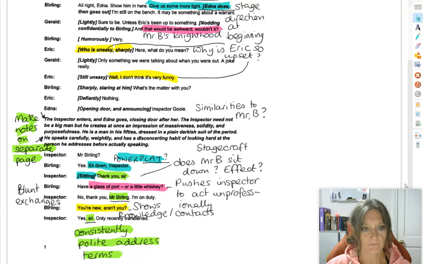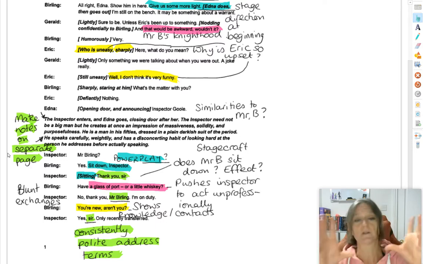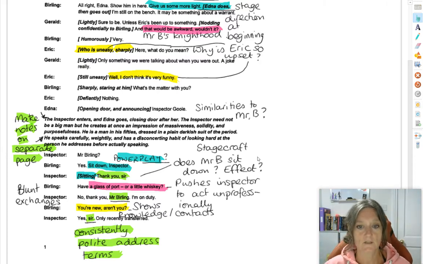Going down a little bit further, I've put here: the Inspector enters, Edna goes, closing the door. The Inspector need not be a big man, but he creates at once an impression of massiveness, solidity and purposefulness. A man in his fifties, dressed in a plain darkish suit of the period. He speaks carefully, weightily, and has a disconcerting habit of looking hard at the person he addresses before actually speaking. Hopefully you have made those notes already on a separate page, putting the Inspector in the middle of the bubble and annotating round with some of these quotations.